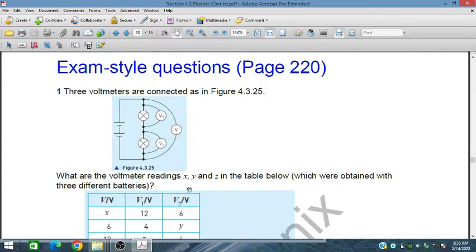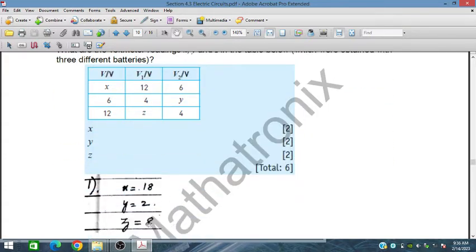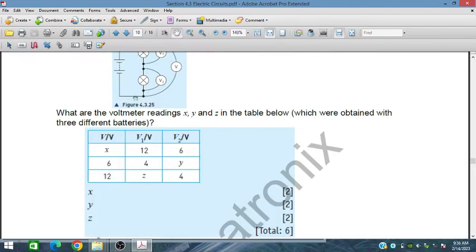Similarly for the third one, 12 plus 4. So this is 12 and this is 4 volt. So this is 8 volt, because the difference between these two will appear here. So this is 8 volt. So in place of Z, it would be 8 volt. So this is very important.